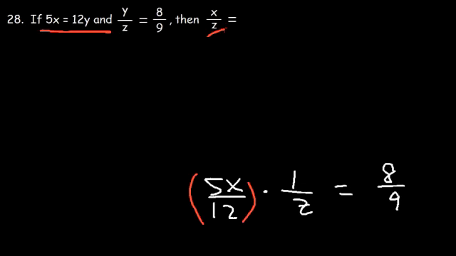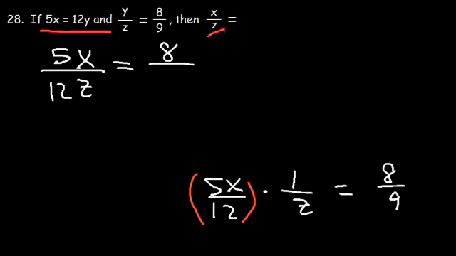So, if we multiply 5x and 1, we're going to get 5x. And then 12 times z is just 12z. So right now we have this: 5x over 12z is equal to 8 over 9. So I just multiplied 5x and 1 and 12 and z. So our goal is to isolate x and z. We want x on top, z on the bottom. So we need to get rid of the 5 and 12. So let's multiply both sides by the reciprocal of 5 over 12, which is 12 over 5.